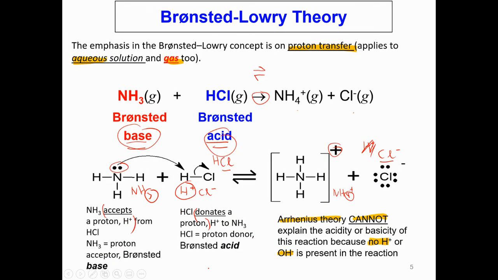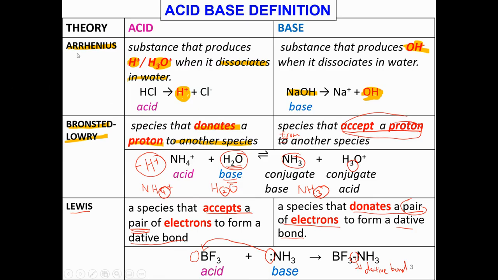Once again, let's revise. Arrhenius theory is about substances that produce H+ or OH- for acid or base. For Bronsted-Lowry, we focus on donating a proton or accepting a proton. For Lewis theory, we focus on accepting a pair of electrons or donating a pair of electrons to form a dative bond. That's all for the acid-base definitions for Chapter 7.